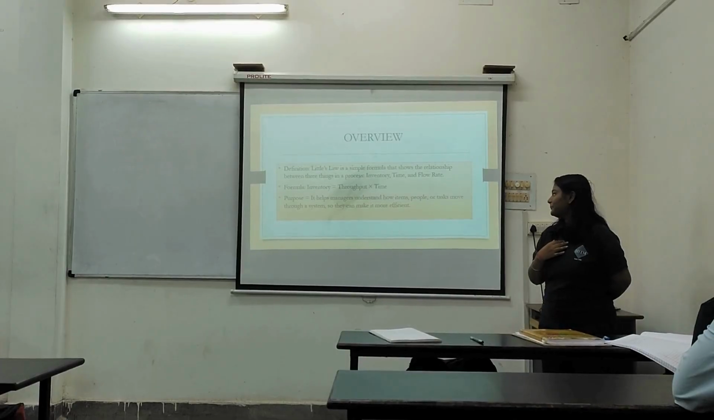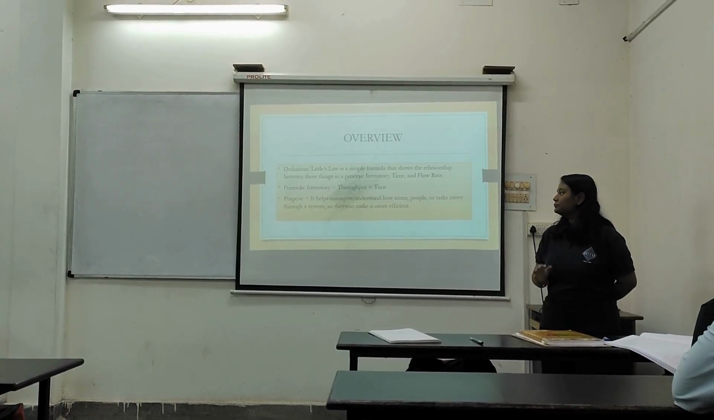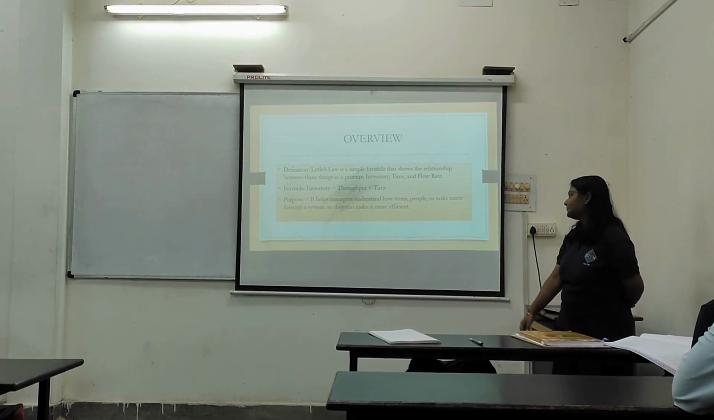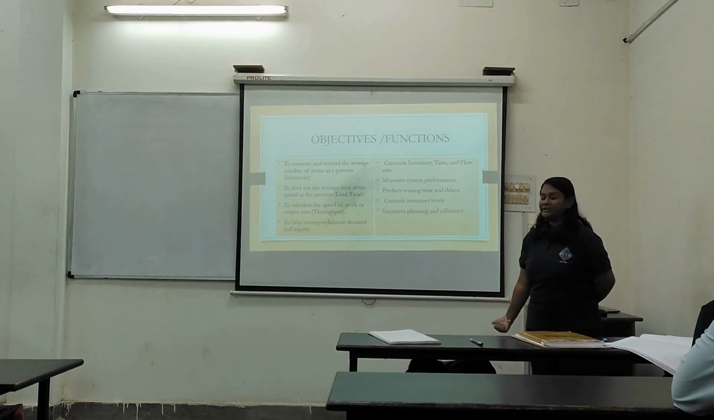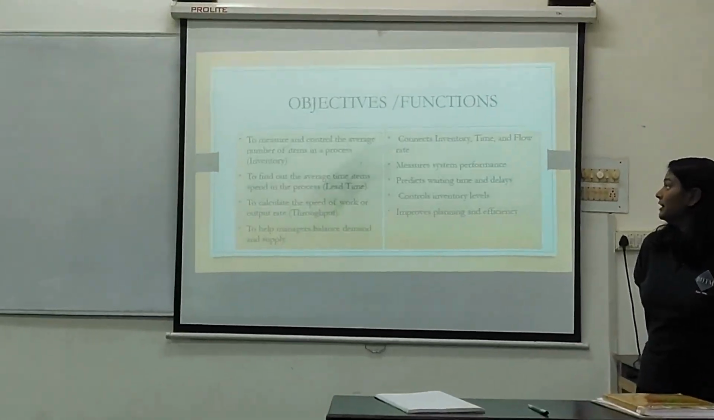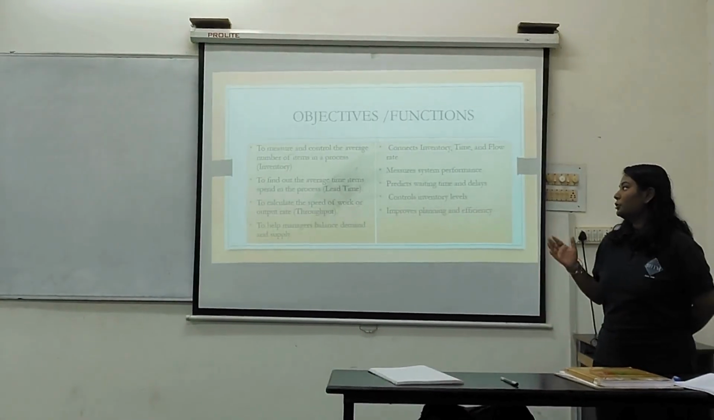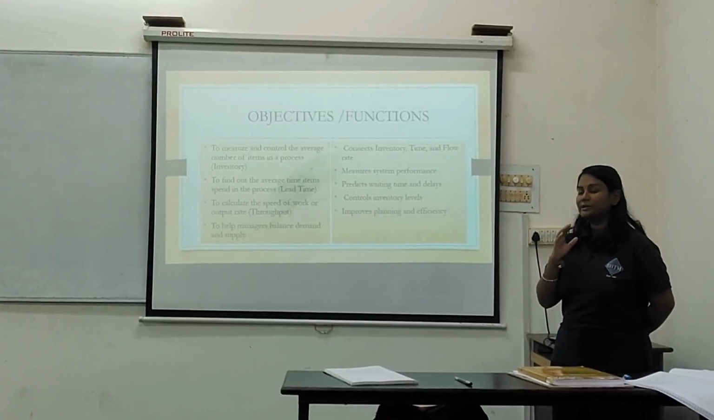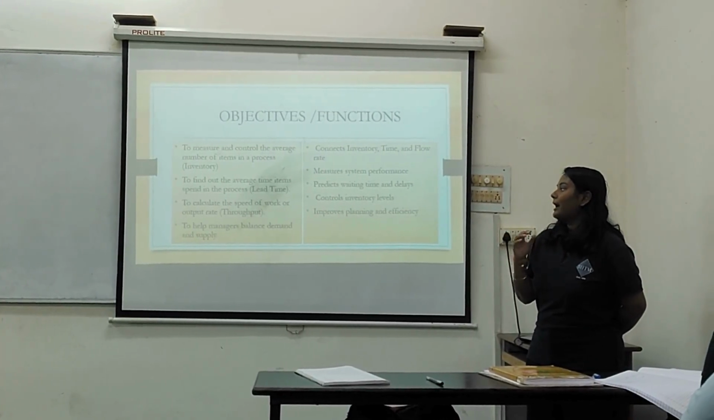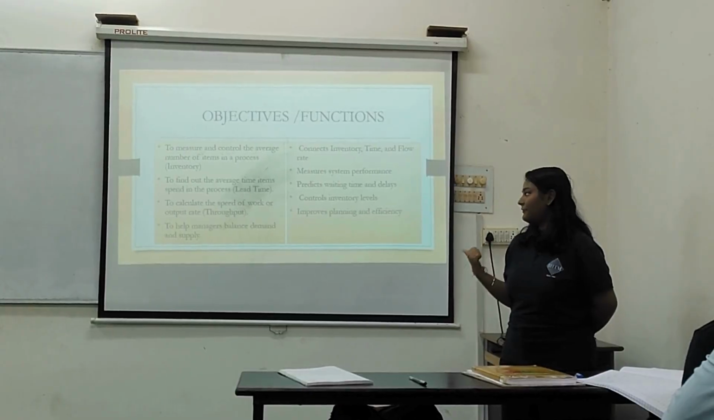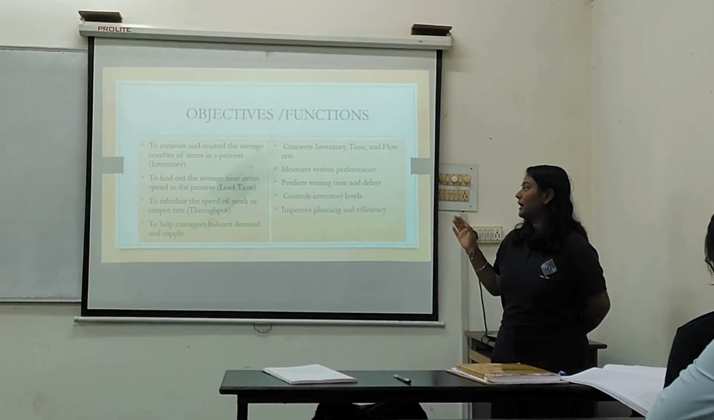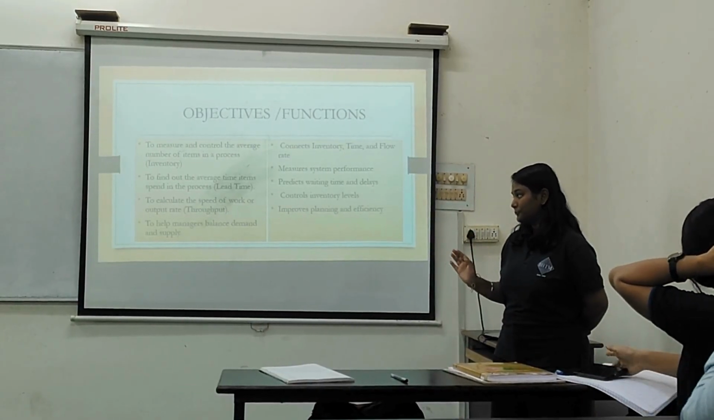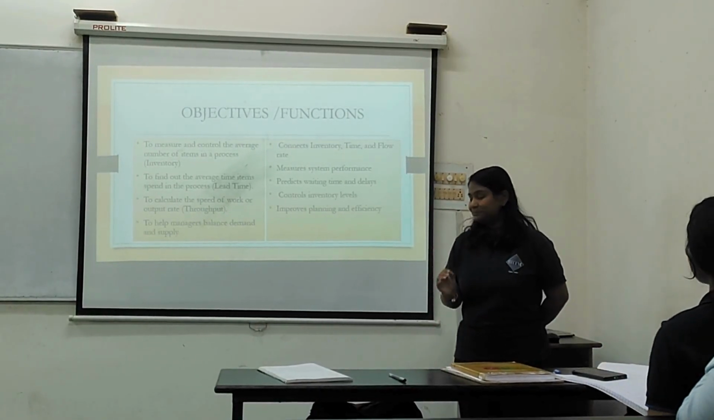Understand how items, people, or tasks move through a system so they can make it more efficient. The objective and function of this law is to measure and control the average number of items in a process with inventory, to find out the average time an item spends in the process, and to calculate the speed of work or output rate.